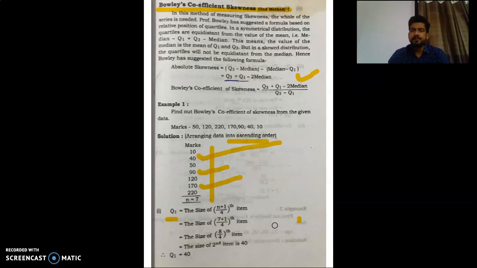In the next lecture we will see a problem on a discrete series for Bowley's coefficient of skewness. There will be no change in the method, only the series will change. In place of individual series, the discrete series will be there. I hope you understand this problem very well. Next lecture we will meet for another problem. Thank you very much.